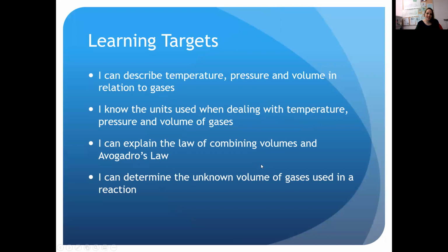You do need to know what we mean by those different terms, how we measure those different terms, like what the units are and stuff like that. Then we'll be doing the law of combined volumes and Avogadro's law, and using that to determine the volume of a gas.